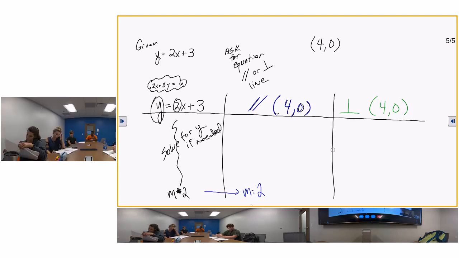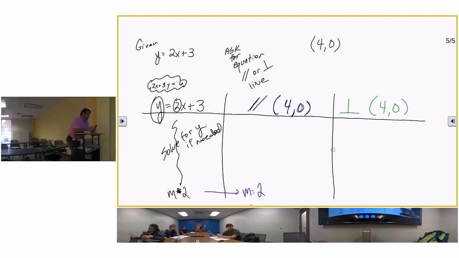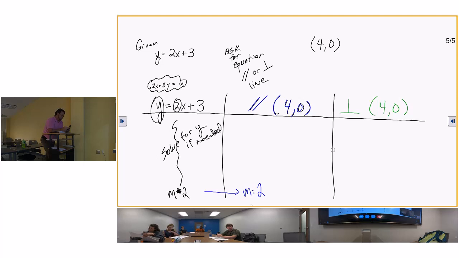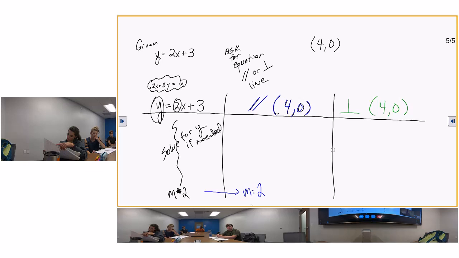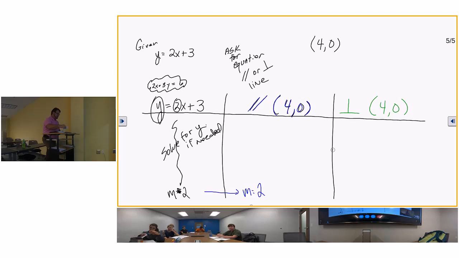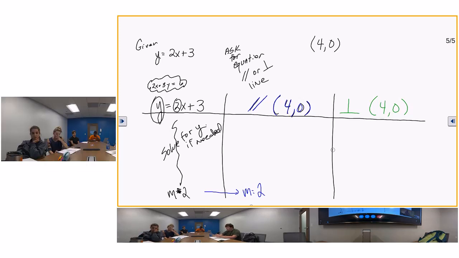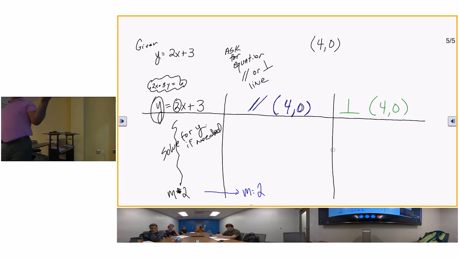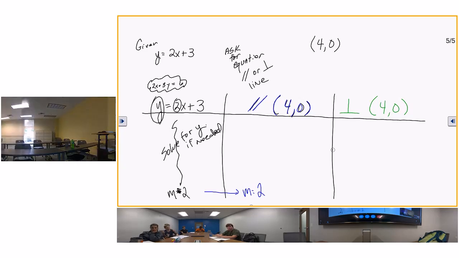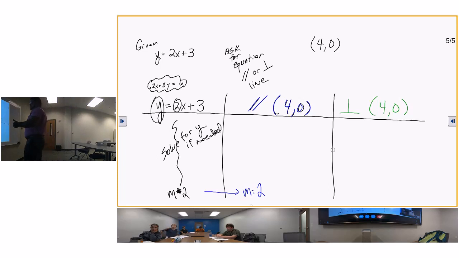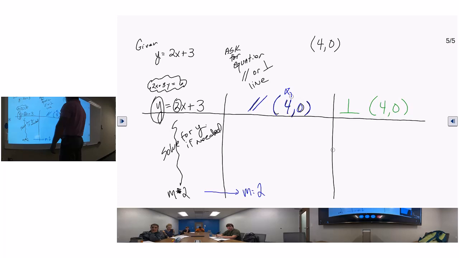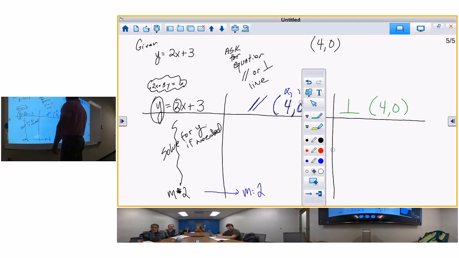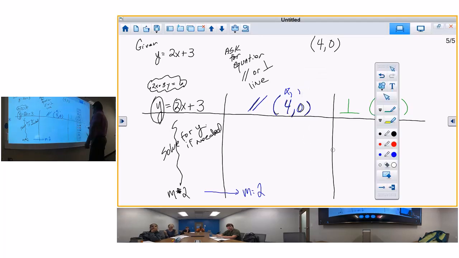M1 minus M2 equals... that's perpendicular. What's the one before that say? M1 equals M2. So what does that mean about the slopes? They're equal. So if the first slope is 2, the second slope for the parallel line is going to be equal to what? 2. So now I've got a point, and I've got a what? Slope. A slope. So what am I going to use?